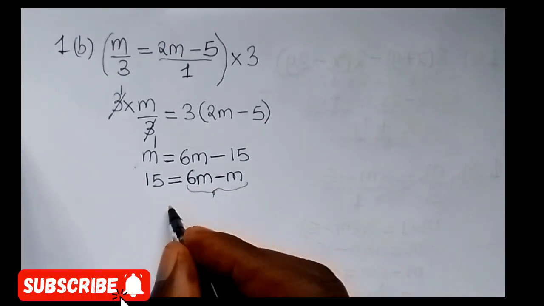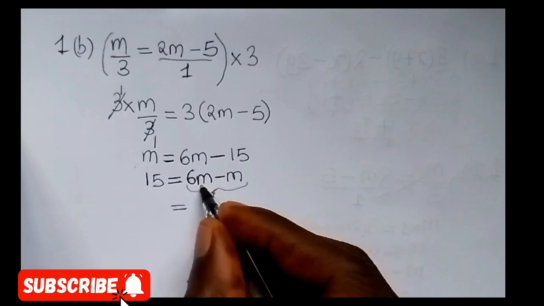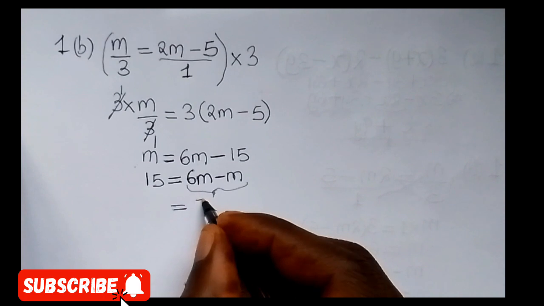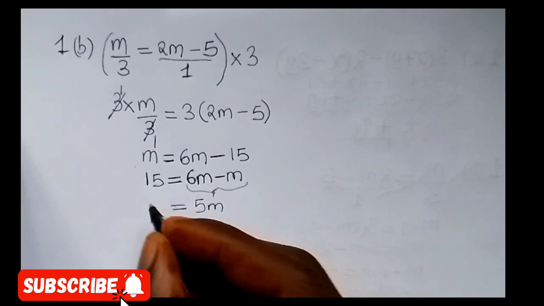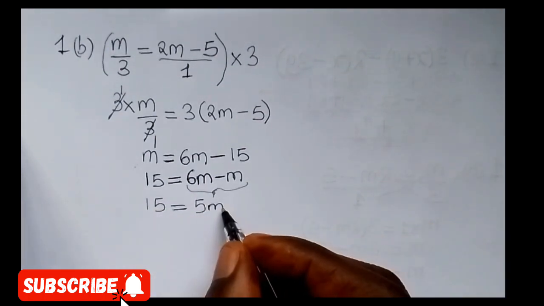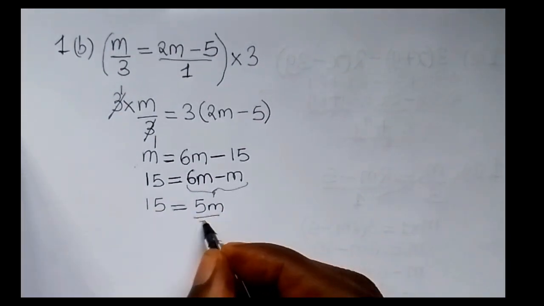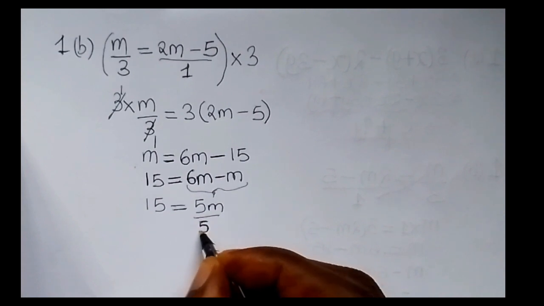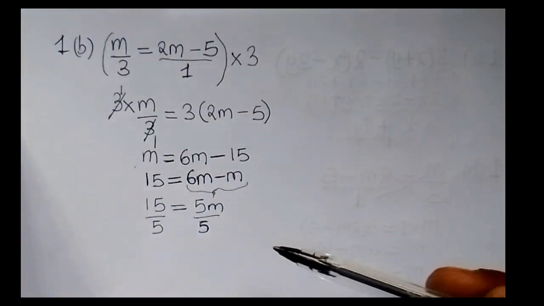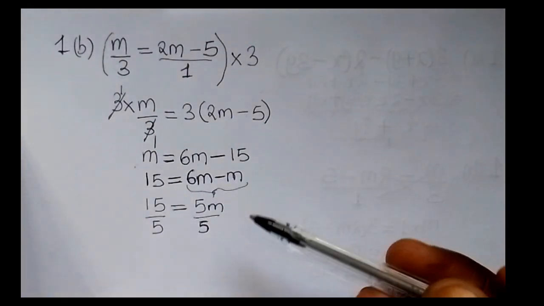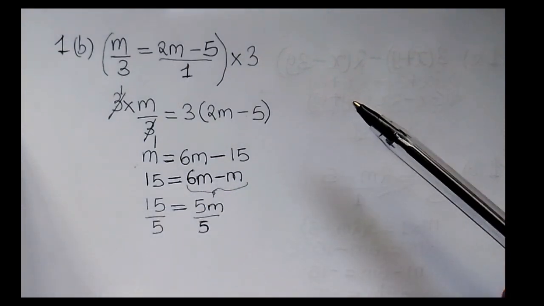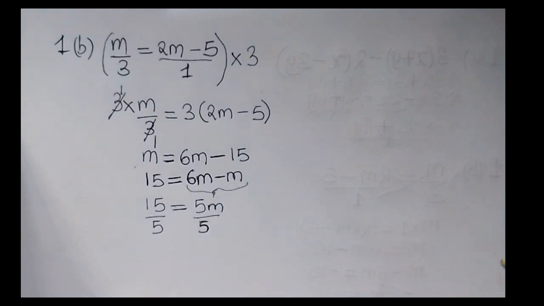So subtracting them will give us 5m. 6m minus m just gives us 5m. Then this side we write the 15. Now we want m, so we divide by 5. Doing this means that we are avoiding the division of a negative. In any case, we are dividing by 5 in both cases, though in the other one we divided by negative 5, and here we're dividing by positive 5.